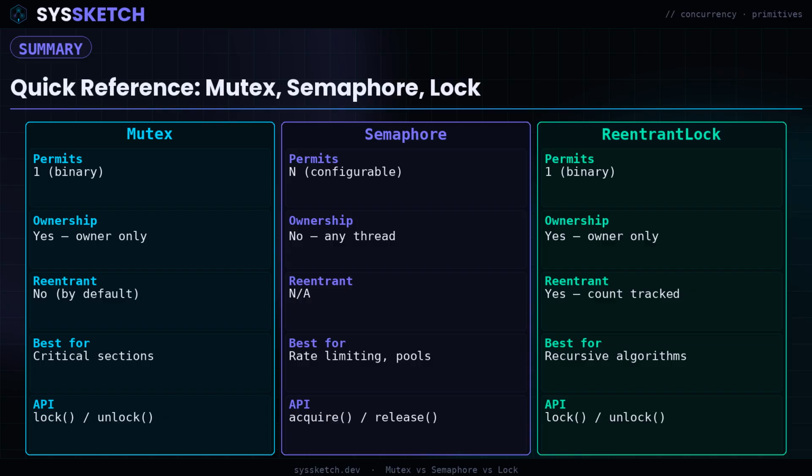The rule of thumb: default to a mutex, reach for a Reentrant Lock when you have recursion, and use a semaphore when you are bounding concurrent access to a shared resource pool. Now go fix that race condition.